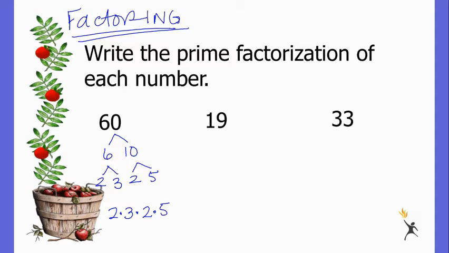19 is a prime number, so there is no prime factorization. It is just 19. 33, an easy one, is 3 and 11. Both of those are prime numbers, so that would be your prime factorization. So remember, factoring is kind of coming up with those most basic factors.